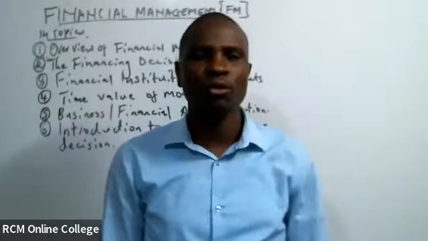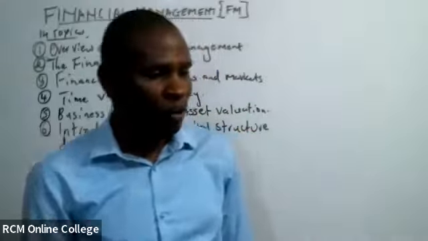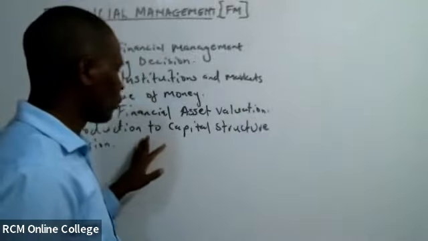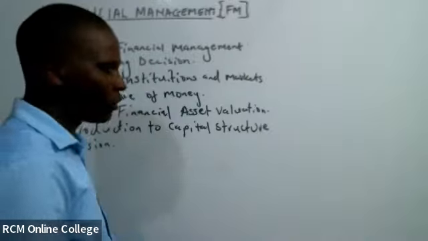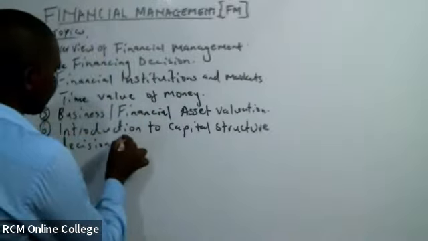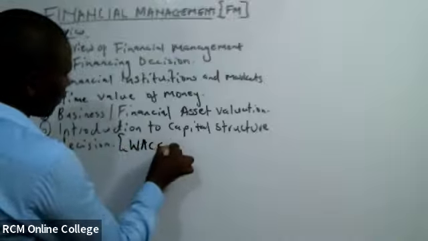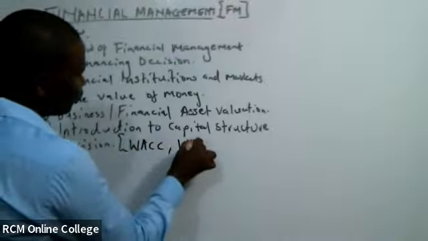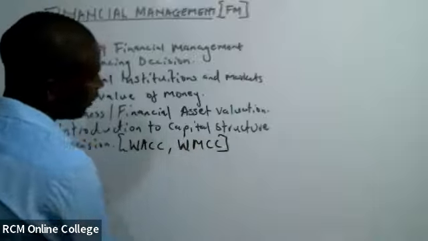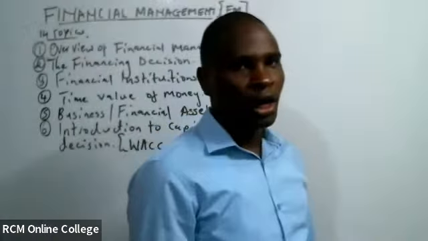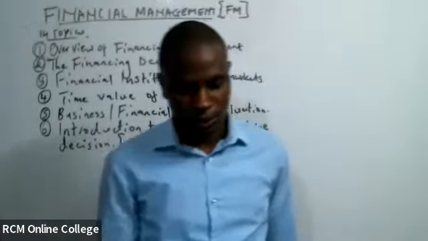So we shall be able to see how to get things to do with the weighted average cost of capital. We call it the WACC. Under this, we shall look at weighted average cost of capital and weighted marginal cost of capital. Very important, highly examinable, and we shall see how it is done.